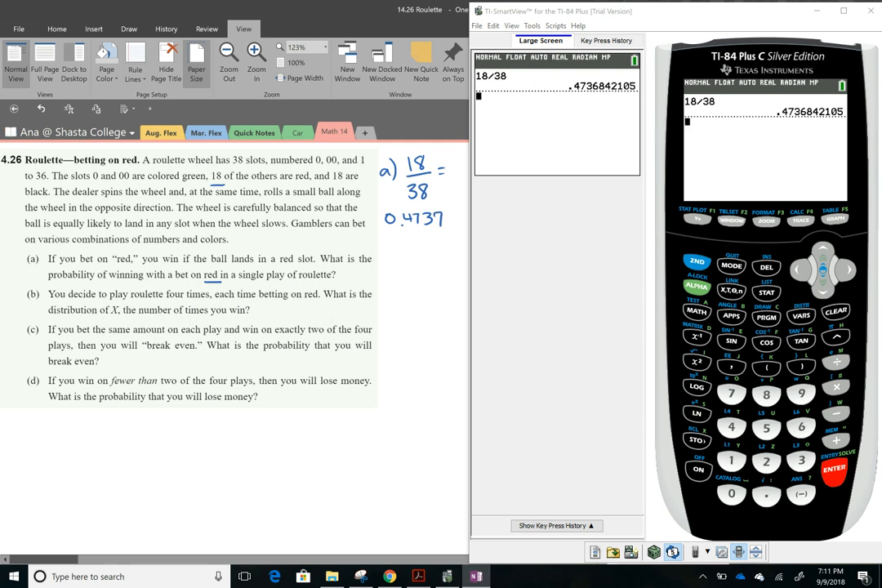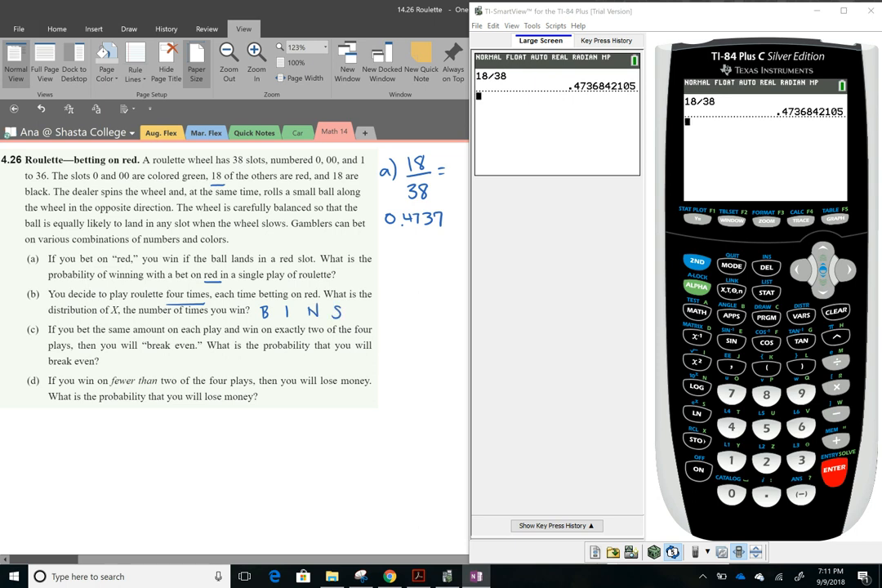The next question says, you decide to play roulette 4 times. So now we have a set number. Each time betting on red, what is the distribution of x, the number of times you win? Thinking about this, we want to check our distribution and see if it meets the categories for binomial.